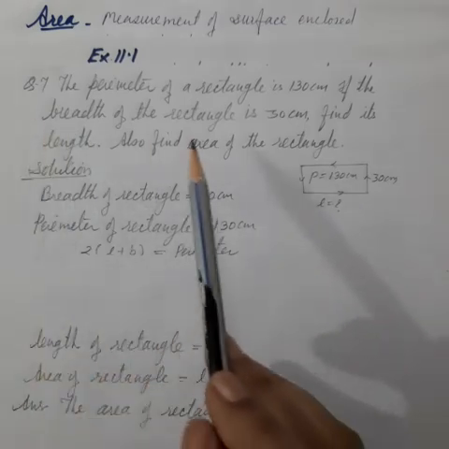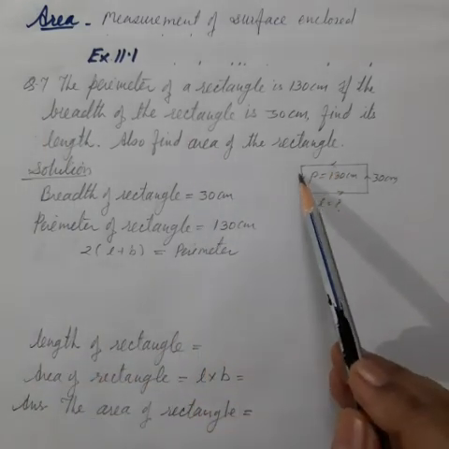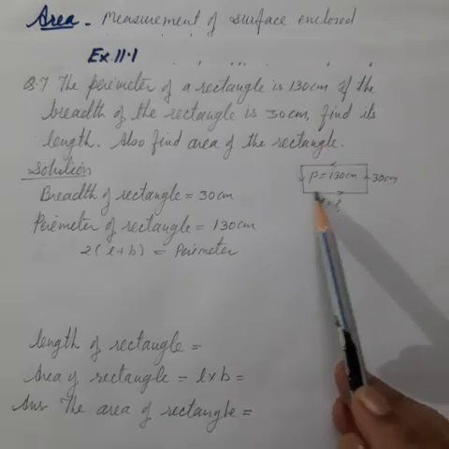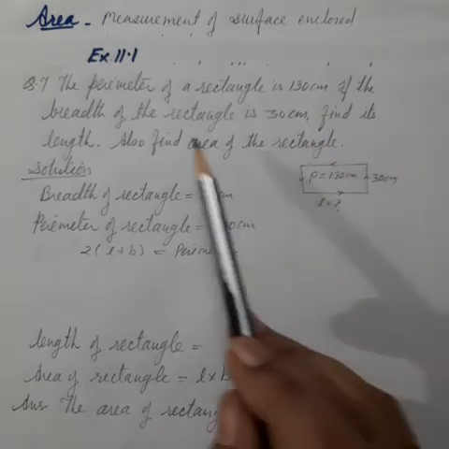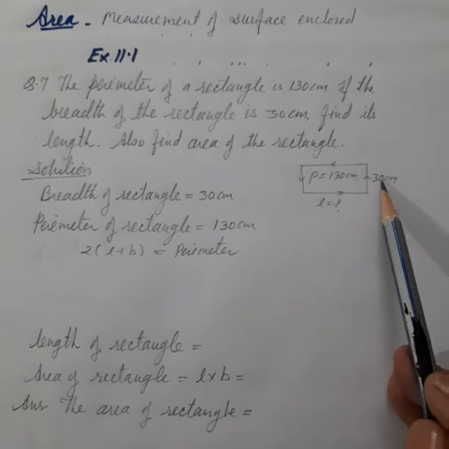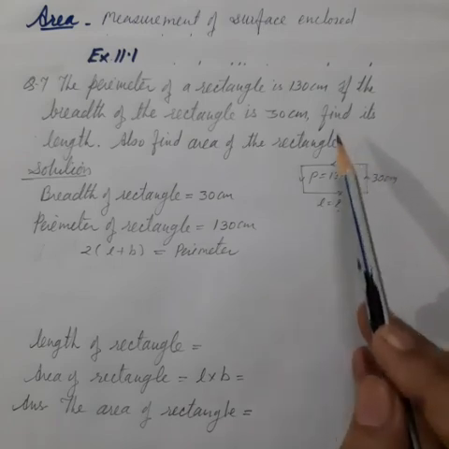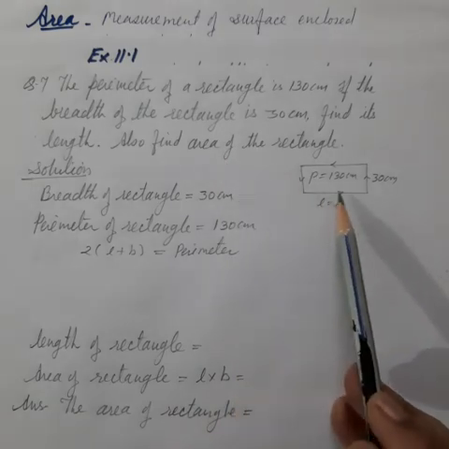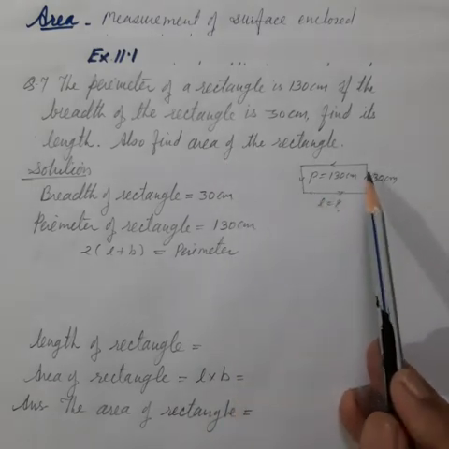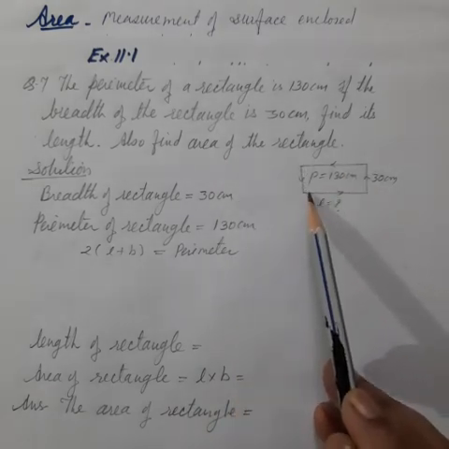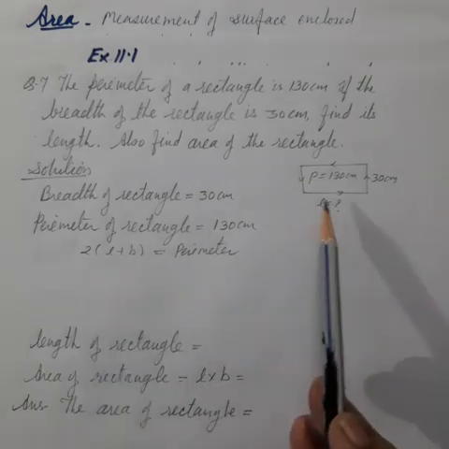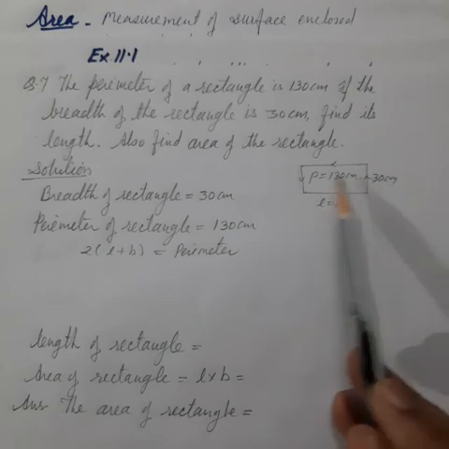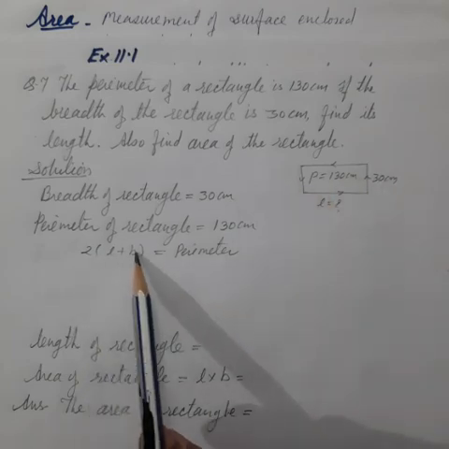Question 7. In this question, the perimeter of a rectangle is given as 130 centimeter, the boundary of the rectangle, and the breadth is given as 30 centimeter. First we have to find out the length of the rectangle and then the area. So perimeter is given. We know this is a rectangle, so perimeter is 2 times length plus 2 times breadth. That means 2 times (length plus breadth).